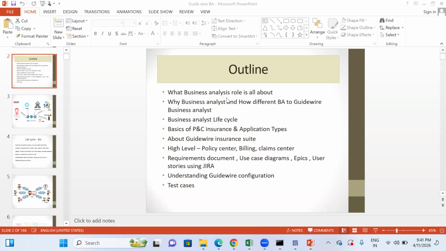So what will be the duration of this course? Usually, all three modules will take somewhere around 6 weeks for me to cover. 6 weeks. Okay, all three modules I'm referring to.